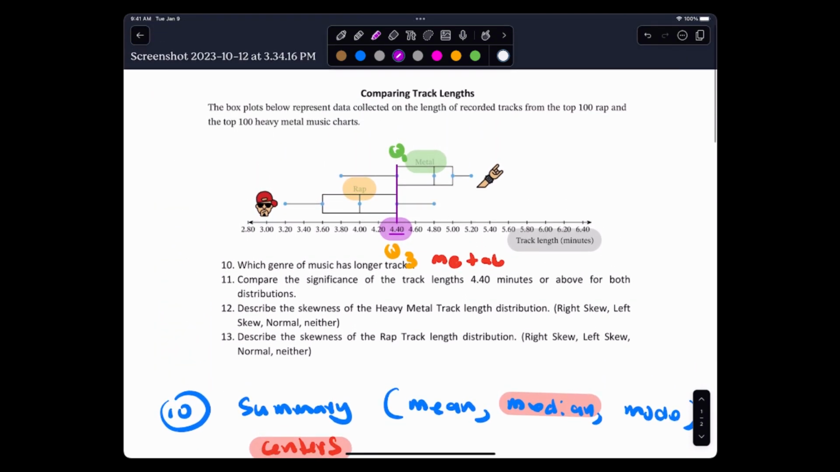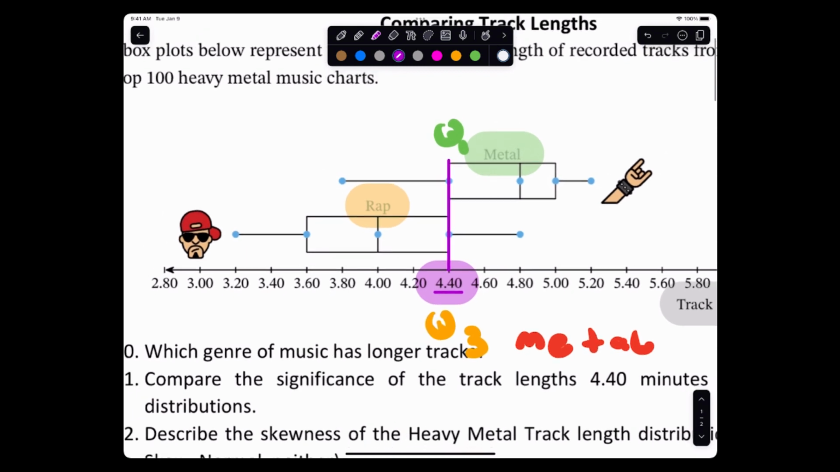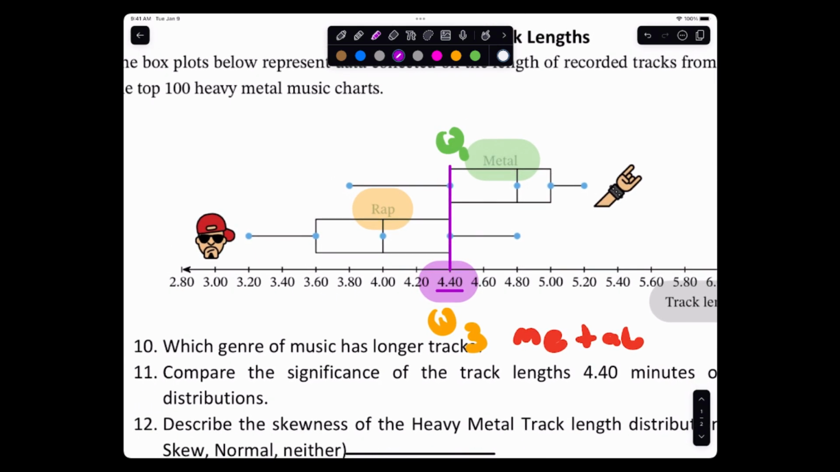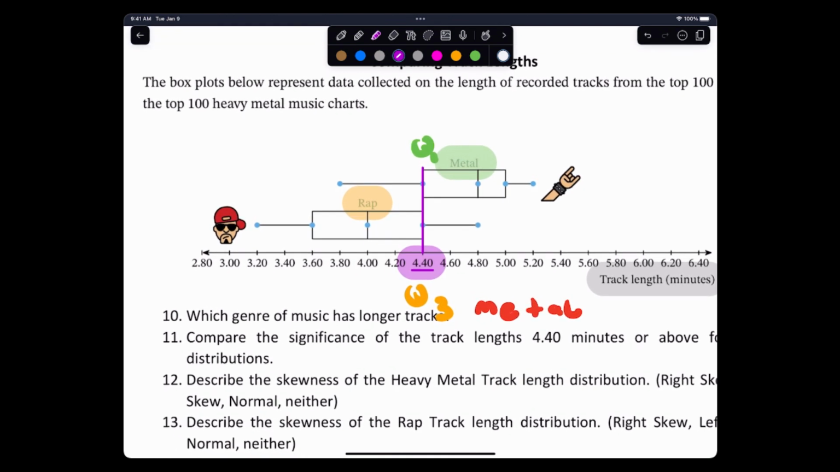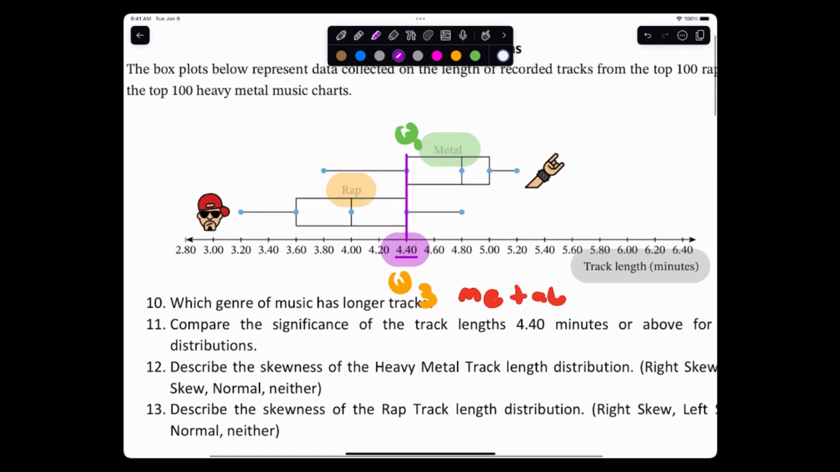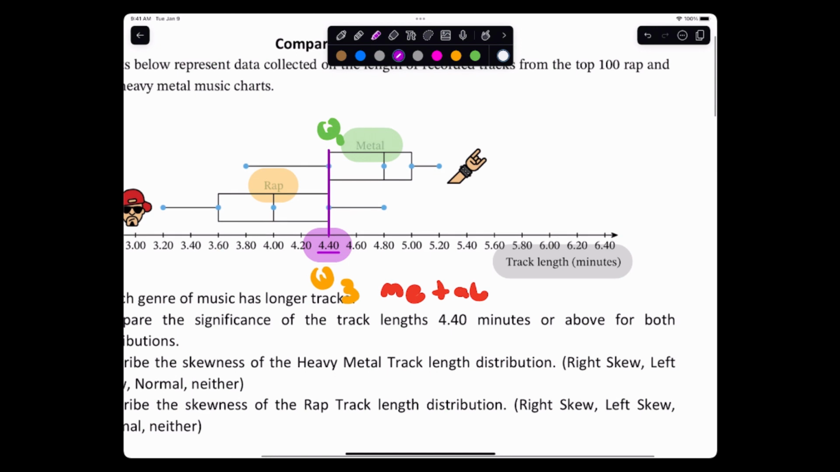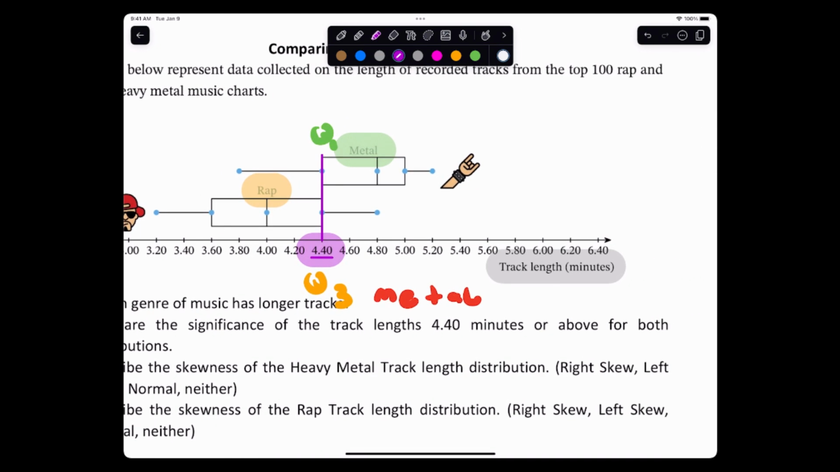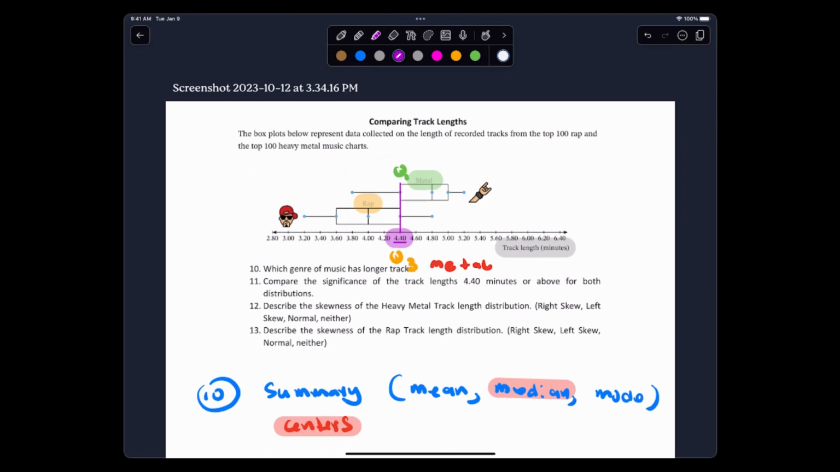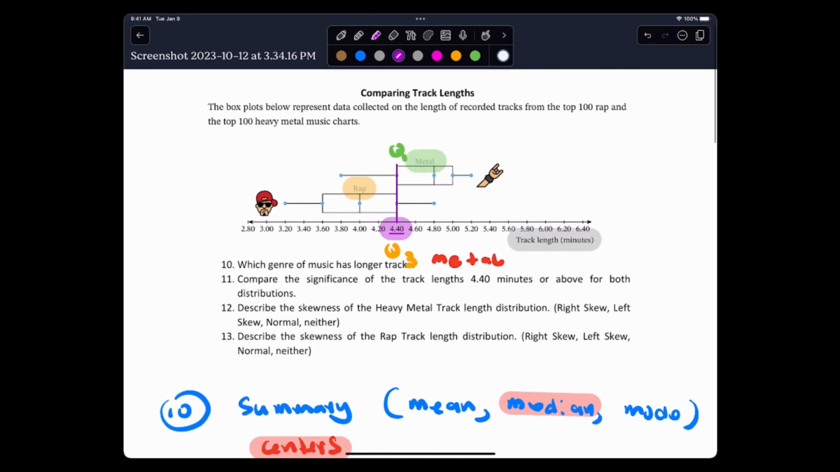As this in the test, do you want us to write it just like that? Yeah, just like what I'm sharing with you guys. We're going through these kinds of questions, right? 11, compare the significance of the track lengths at four minutes and 40 seconds or above, right? So they're really saying or above. What does that mean? So here's what that means. This is 440 or what? Above. Okay, here's how I would give the answer.